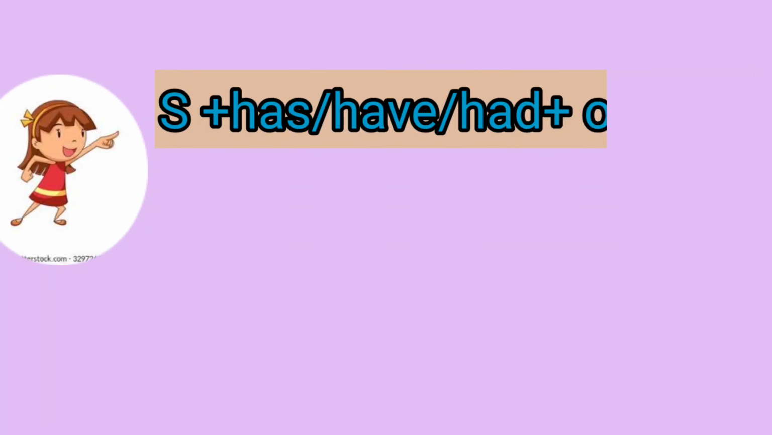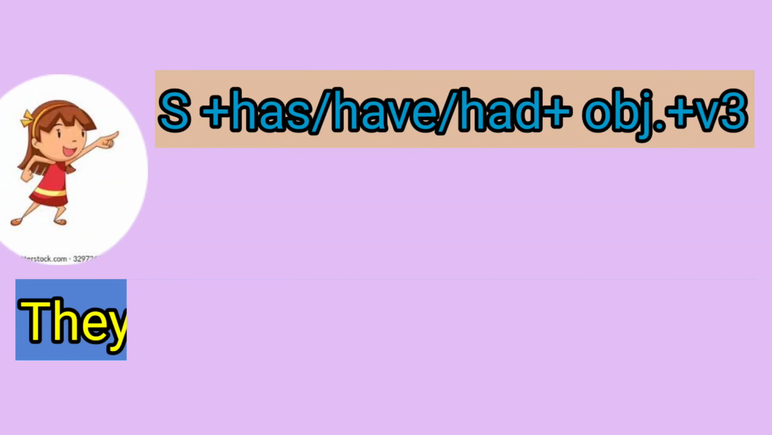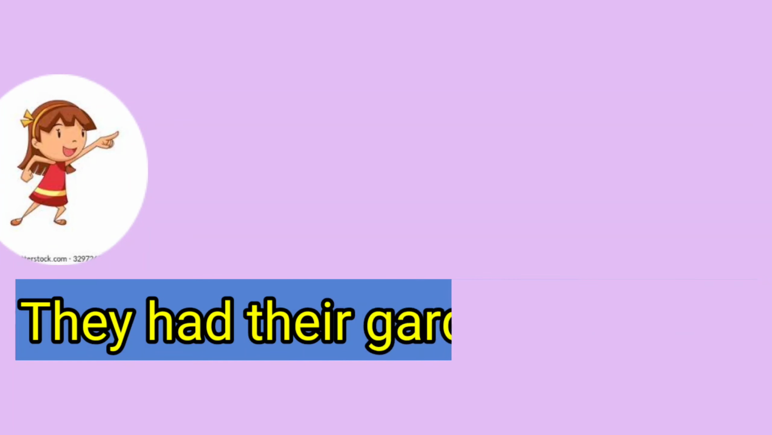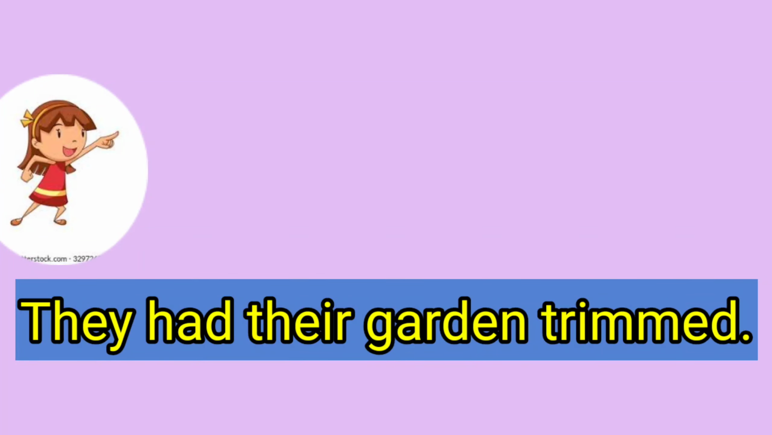And the next one is subject plus has, have plus had plus object plus V3. So what is the example here? They had their garden trimmed. The garden is the object here, so verb 3 is here, trimmed. So their garden followed by verb 3, trimmed.